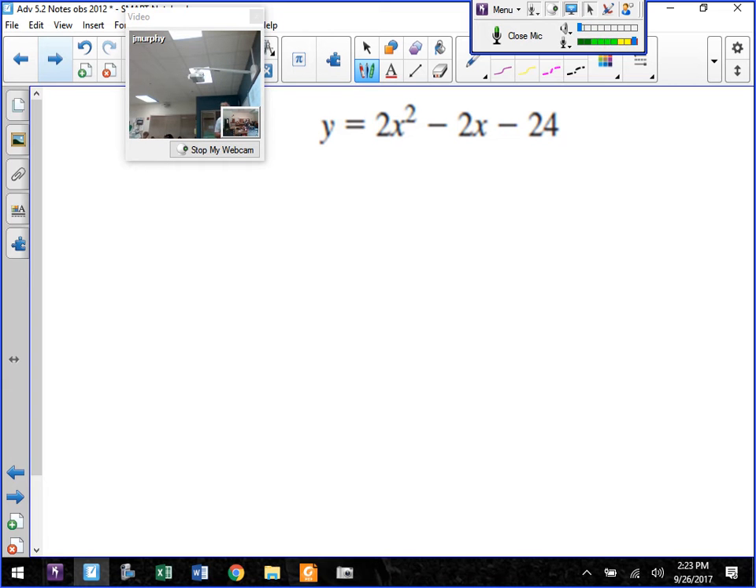So whenever we have something that is simplifiable, whether it's a quadratic with 3 terms or sometimes a quadratic with 2 terms, you always want to see if you can figure out what the GCF is first. In this case, what's the GCF? 2. So I factor out a 2. Then I'm left with x squared minus x minus 12. So what times what is negative 12 that you add together to get negative 1? Negative 4 and 3. Okay, so we have 2.